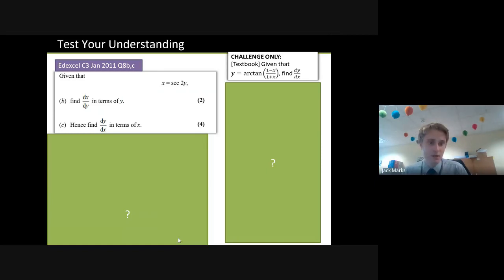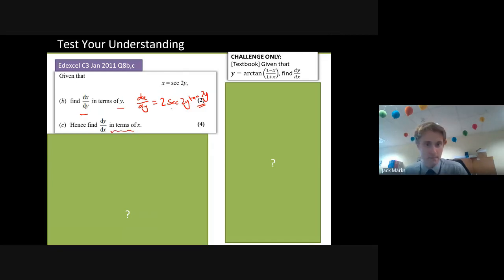Okay, so for part B, hopefully you've realized part B is the starting part of what we just did. So we differentiate, we get dx/dy equals, well, we know this one now, so we know this will be sec 2y tan 2y. Chain rule as well, there'll be a 2 there. So that's all they want for this 2 marks. Find dy/dx in terms of x. That was the tricky bit that we just looked at.